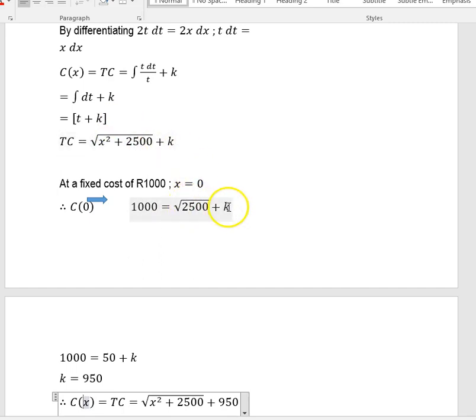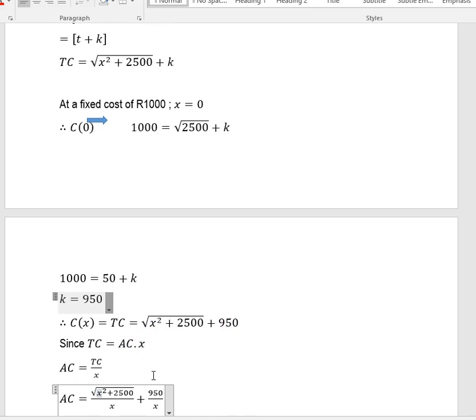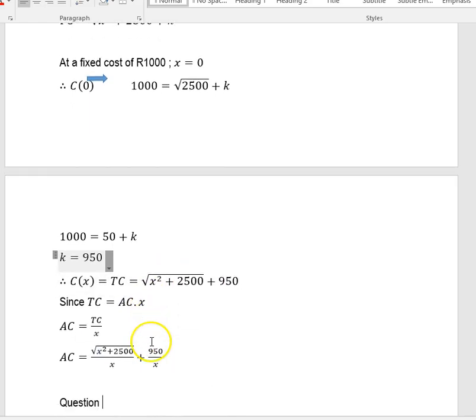And then I need to find my constant value. If I do that, this will give me 50, and I carry the 50 to that side, you have k as 950. So your constant value of your total cost function is 950, and I put it back there to substitute for k, and so that is my total cost function in full. And then don't forget, we're told to find the average cost. The average cost will be your total cost divided by x, so the whole of this you divide by x, and that's your average cost.